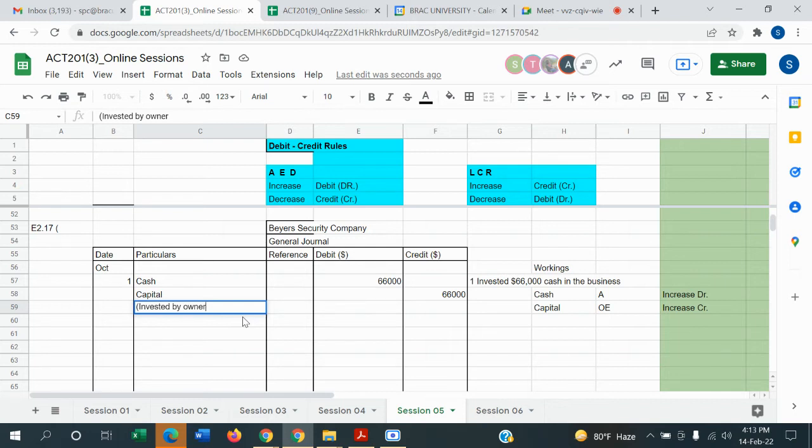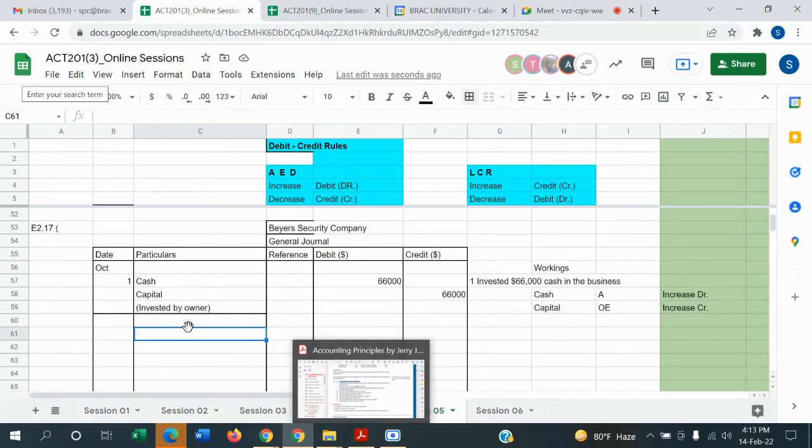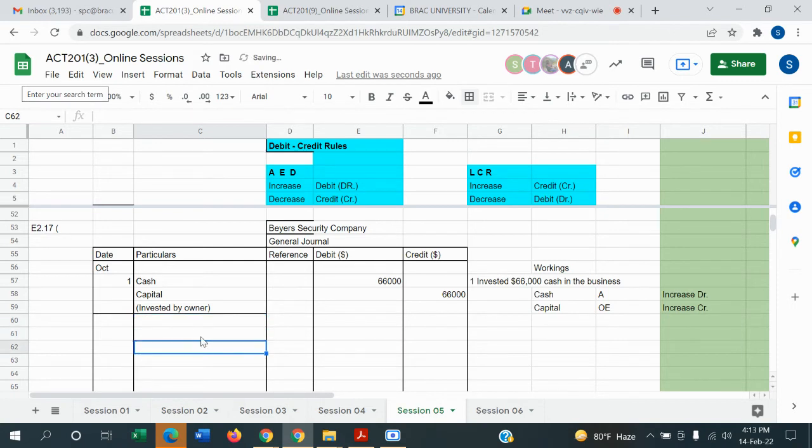I have mentioned invested by owner, it's okay. If it is meaningful, that means if it is related to that transaction, that's fine. It can be anything. If the instruction says not to give an explanation, follow the instructions, because we have to understand how we should generalize. When we are very familiar with the journal, if they mention that they don't need any explanation, you can skip it. But at first we should know how to do the journal.